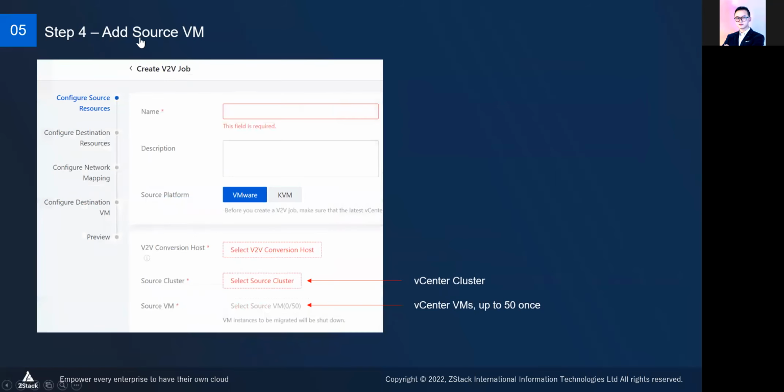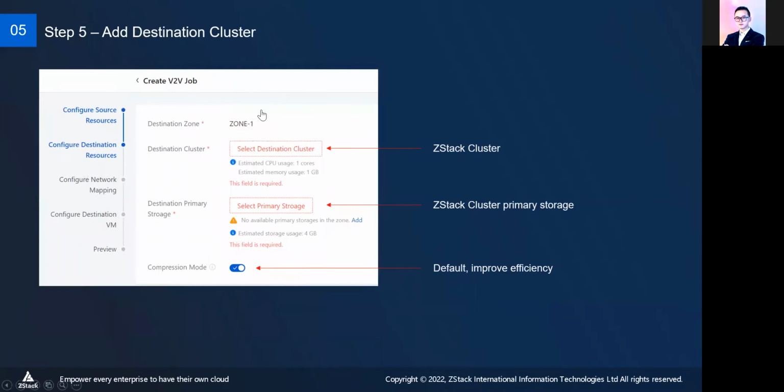Step 3 is choose source VM. So you can create a job name and the source platform with VMware, choose the conversion host, and select a source cluster in vCenter and select a virtual machine, up to 15 virtual machines. And then is the destination cluster. So you can choose the ZStack destination cluster and the ZStack primary storage. And by default, this compression mode is enabled. It can improve the efficiency.